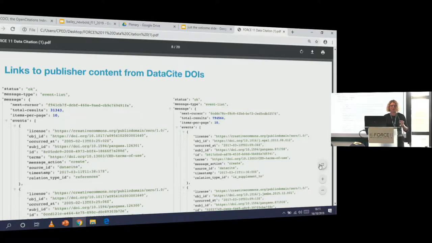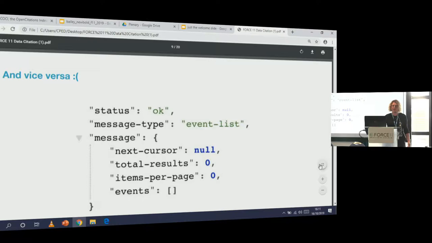And I think what we want to do, like Lizzie said, to shed light on this is to have those links going both ways. And they're not at the moment.